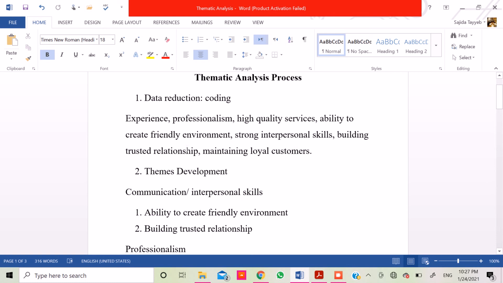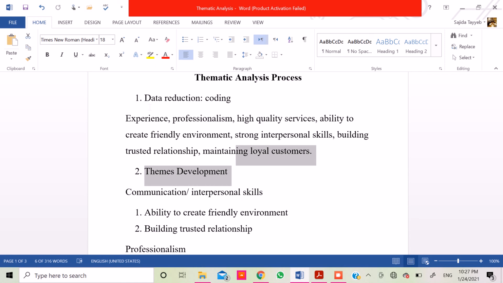So the data reduction part is all about coding. Like I told you, when you're doing the coding, this is basically the base point of doing your thematic analysis. So make sure that whatever codes you're generating should be in relevance with your research questions and objectives. So if you think some of the parts of the interviewee's answer is of no relevance to your study, then you can simply ignore it and just focus on those parts that you feel will explain the research questions and objectives of the study.